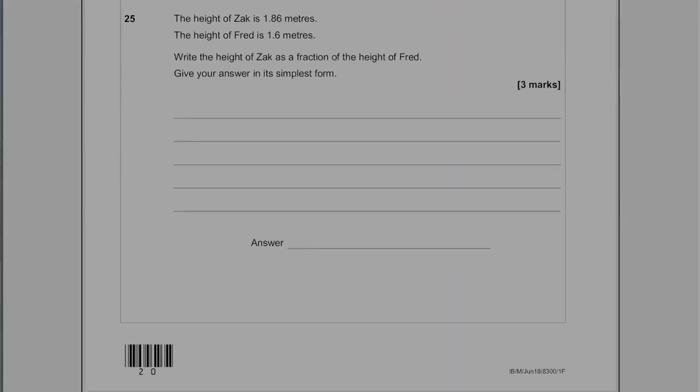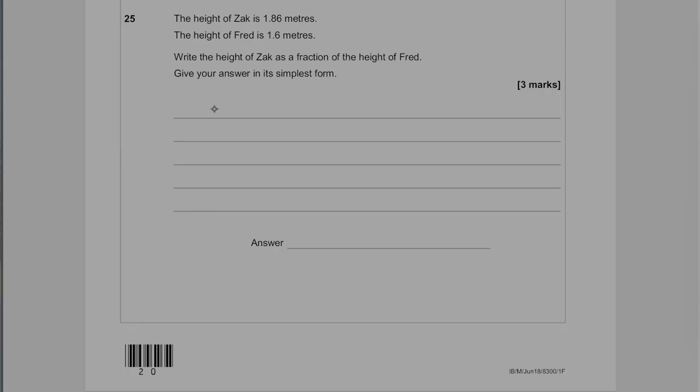Question 25. The height of Zach is 1.87 meters. The height of Fred is 1.6 meters. Write the height of Zach as a fraction of the height of Fred.